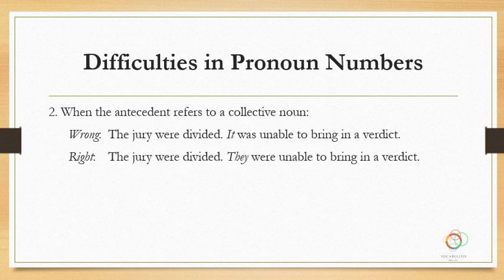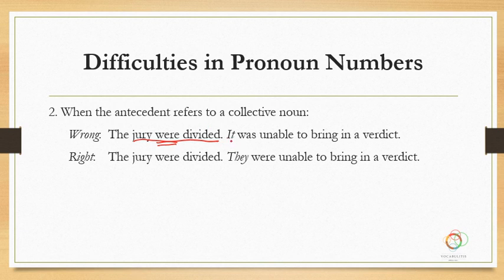Another difficulty in pronoun number. Number 2, when the antecedent refers to a collective noun. Alright, so collective nouns such as jury. It says the jury were divided. And they used a plural verb here, were divided, because we're talking about one jury but 12 members being divided. So it's not one collective unit acting together.